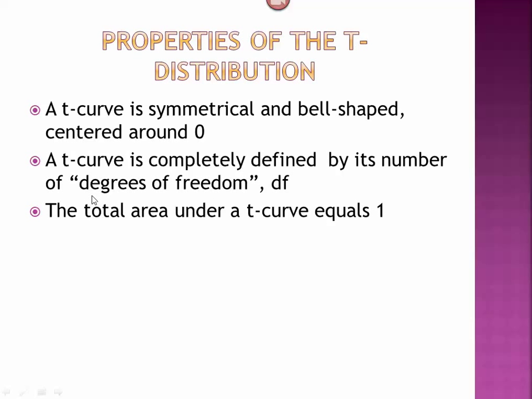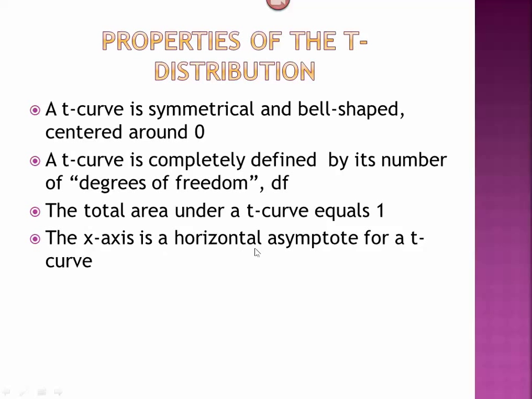The total area under the t-curve equals 1, and the x-axis is a horizontal asymptote for the t-curve, just like with the standard normal curve. So you can see there's a lot of things that are similar. The one thing that's different is that the standard normal curve never changes. It's always centered at 0 and has a standard deviation of 1. The t-curve is also centered around 0, but the shape above the x-axis does change depending on the degrees of freedom.